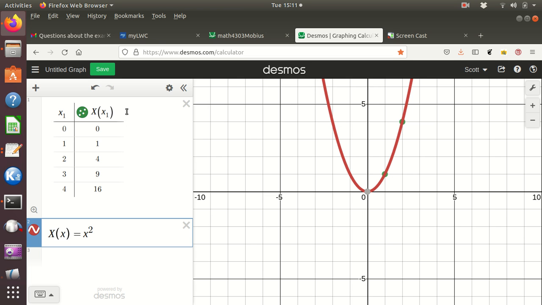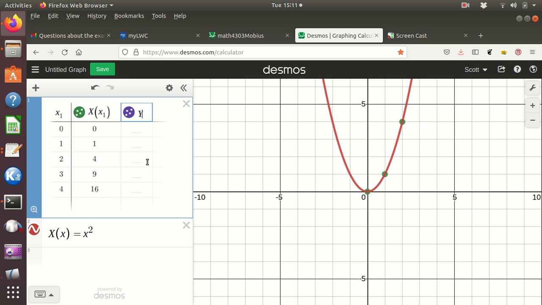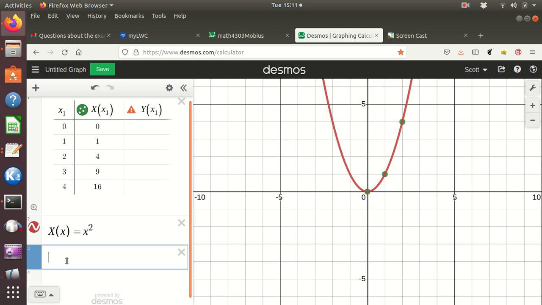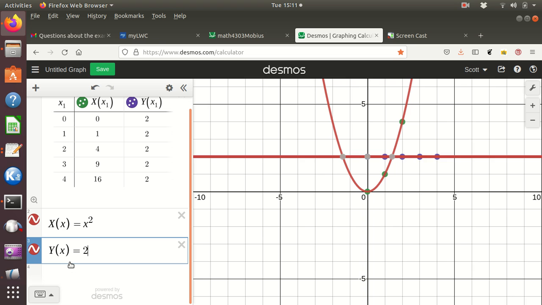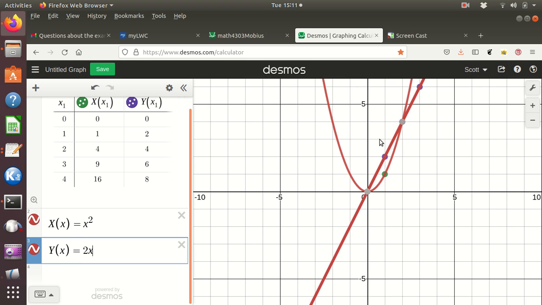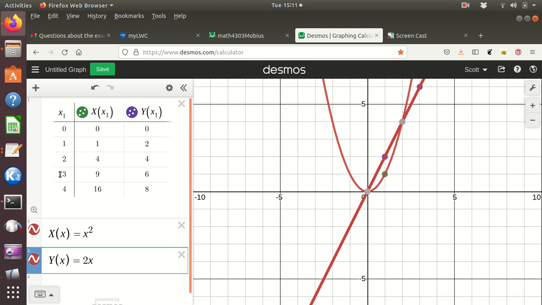Okay. But now I'm going to add one here. I'm going to do a big Y of x1. Of course, it doesn't know what big Y is yet. And so big Y of x is equal to 2x. And what it did was it plotted it that way. Okay, so it's assuming those are the x's and it wants to do a bunch of different y's. So I'm going to turn those off so we don't see them. I'm going to turn these off so we don't see it.